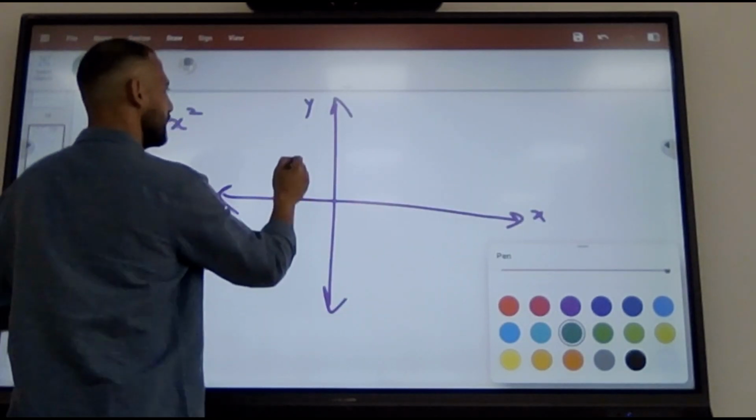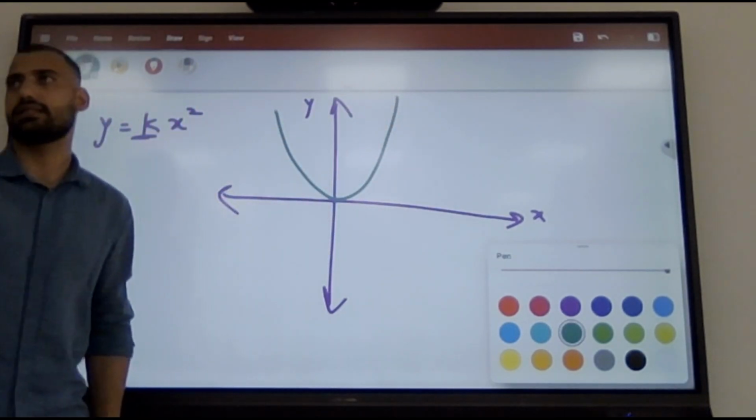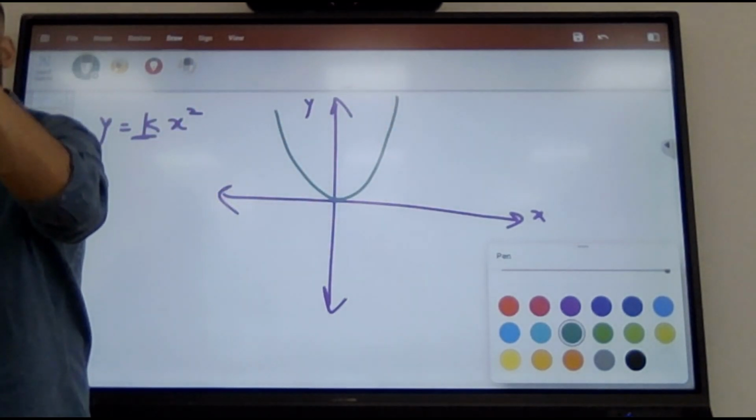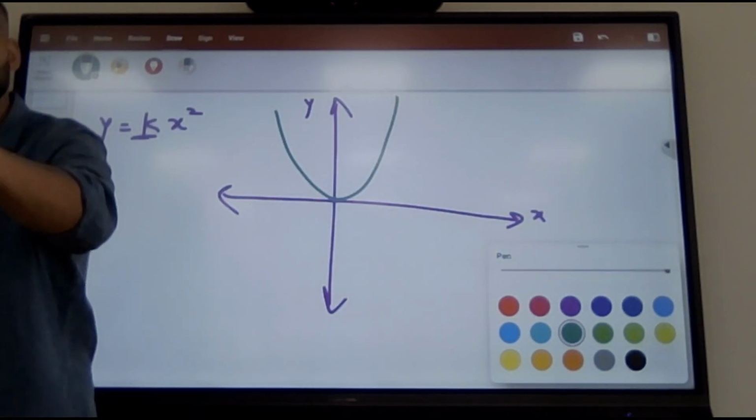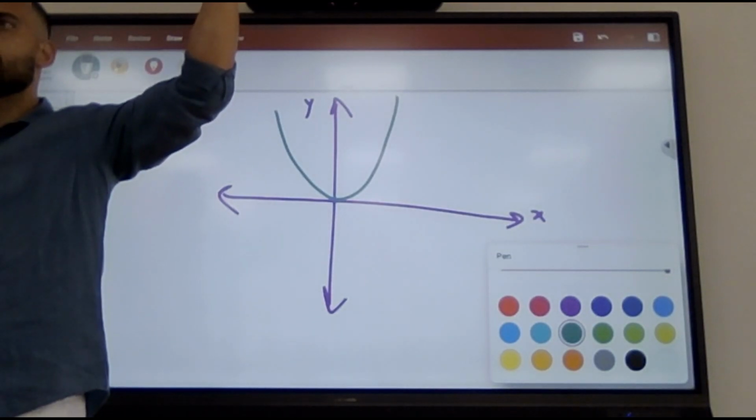is something like this. And remember, I'm again repeating this, parabolas have two arms, two limbs. Never plot a parabola with a single limb. It always is like this. Is it clear?